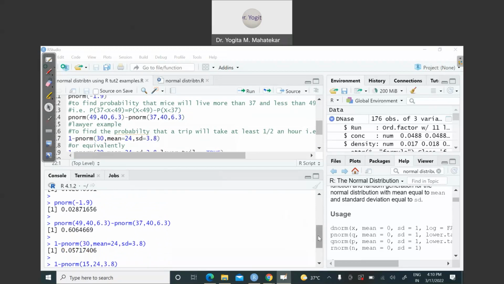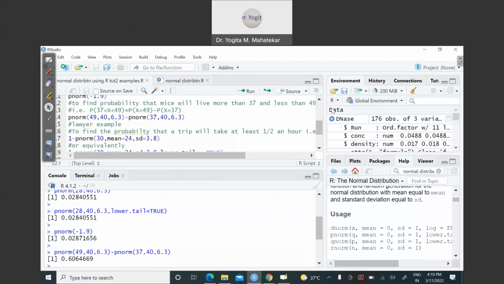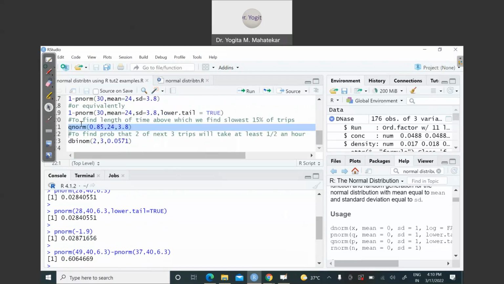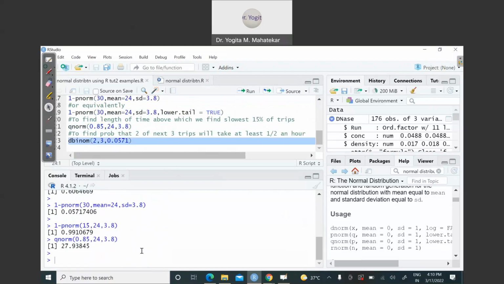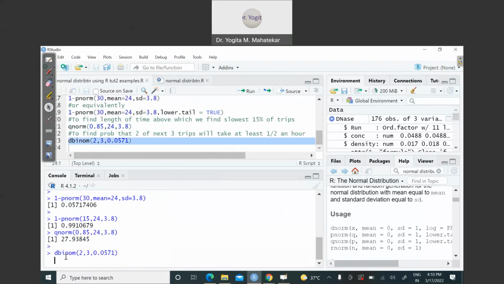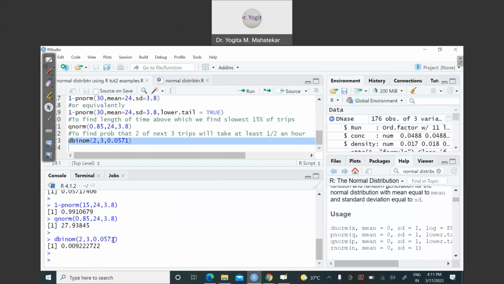So let me just run that last command. Over here, press Ctrl plus Enter, and it will give you the answer. So 0.00922 something is the probability that you will get exactly 2 trips out of 3 which will take at least half an hour to reach the office by the lawyer.